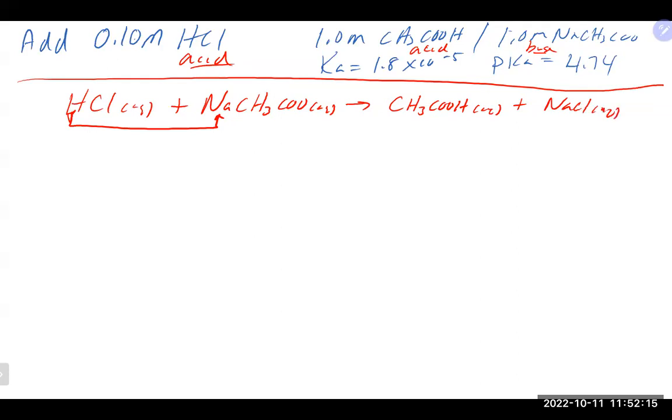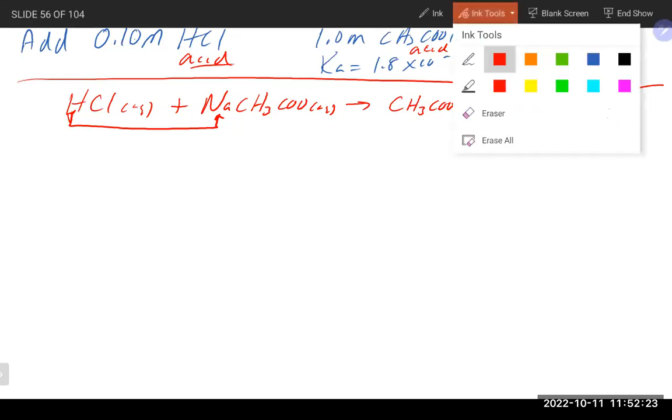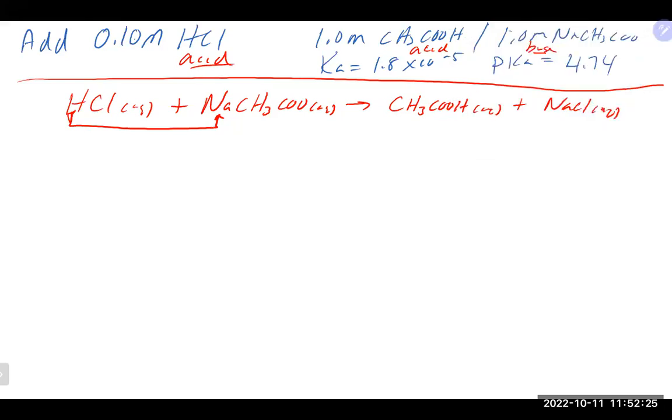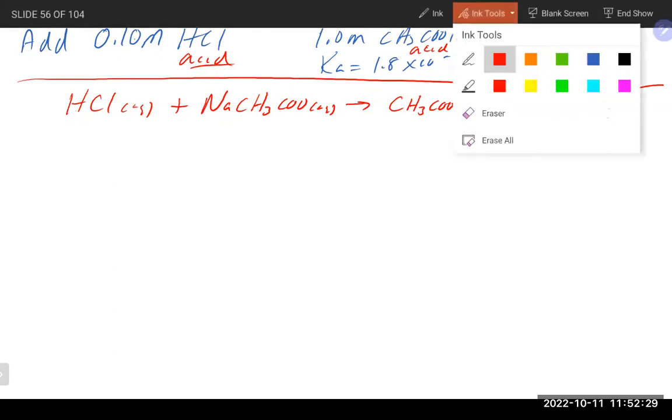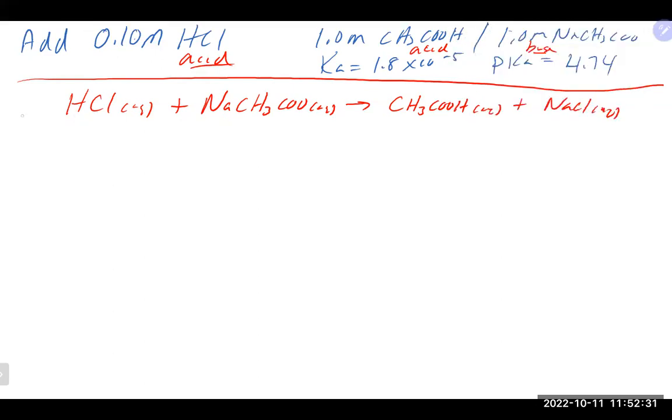So once again, we see what we talked about previously, that when we do this reaction, we will create basically part of the buffer as we create some acetic acid. So that is the reaction, and we're going to do our ice table here. Initially, we are going to do this in moles because we're adding the acid to our buffer. So we have a beaker of buffer sitting there, and we are adding it in.